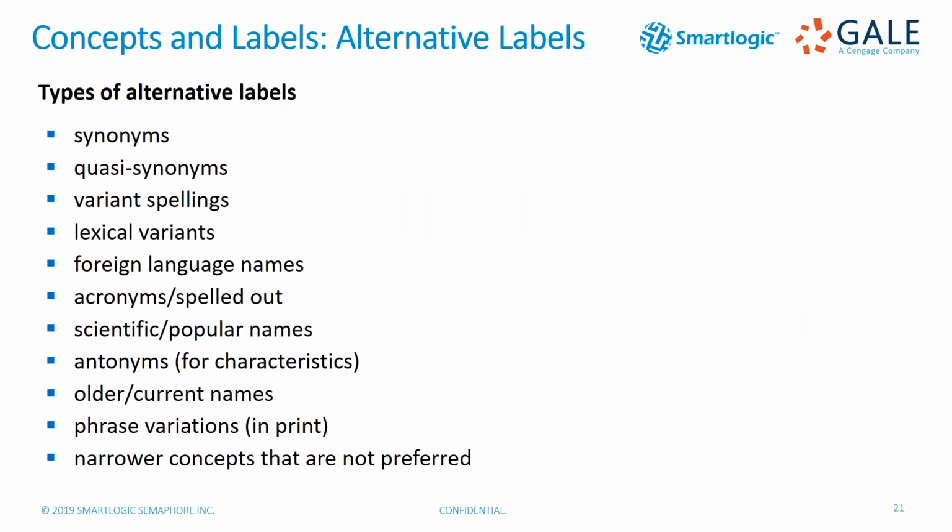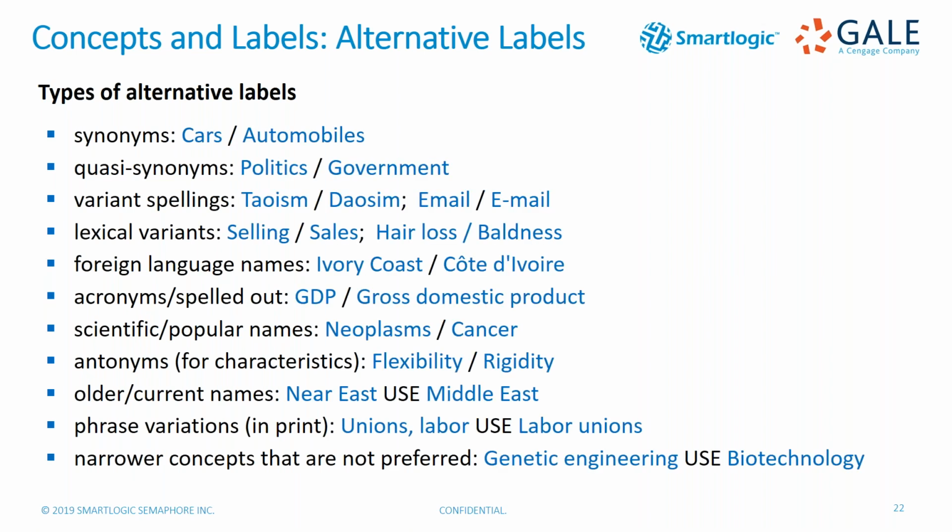Finally, just to look at the variations, it's not just synonyms, all the different kinds of alternative labels that you could have. I'm going to read through the whole list. You can see it goes way beyond synonyms. It's what's equivalent within the context and the content. Even antonyms like flexibility, rigidity, they're just flip sides of the same issue.